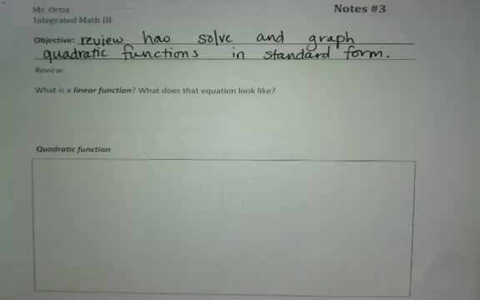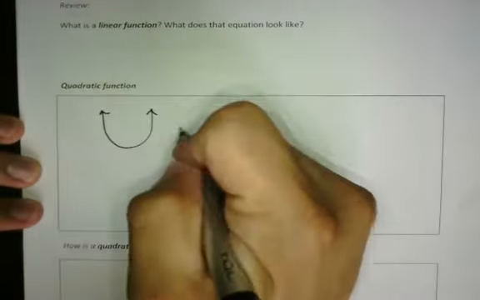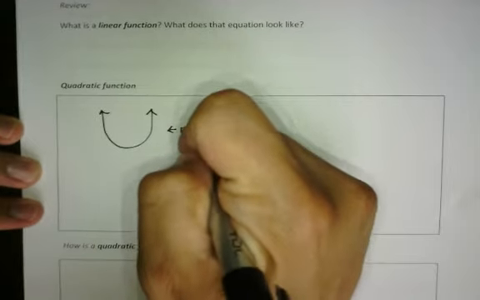Very good, Stephanie. A parabola. What does a parabola look like? A U, very good. So that's the first thing we're talking about when we're dealing with quadratics, a parabola is a U-shaped graph.